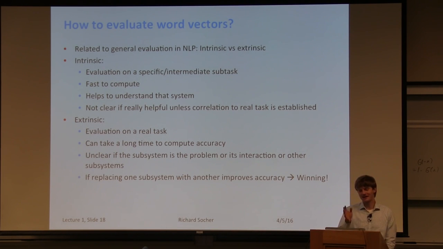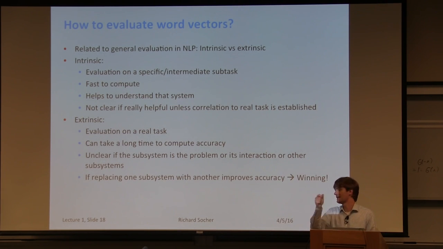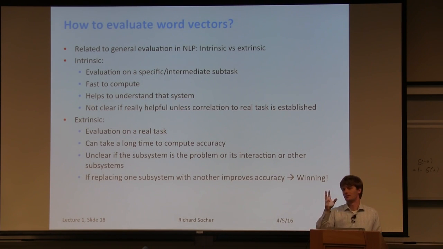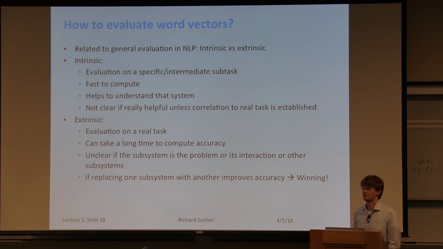So basically, in general, in natural language processing, and in most applied machine learning fields, you will have, in many cases for your projects, two options for evaluating how well you're doing. And on some level, the two options are extrinsic and intrinsic. Intrinsic, usually you evaluate on some specific or intermediate subtask. So for instance, how often do words appear in specific relationships, like king minus man plus woman goes to queen? Or, dollar minus America plus Mexico goes to pesos or something.